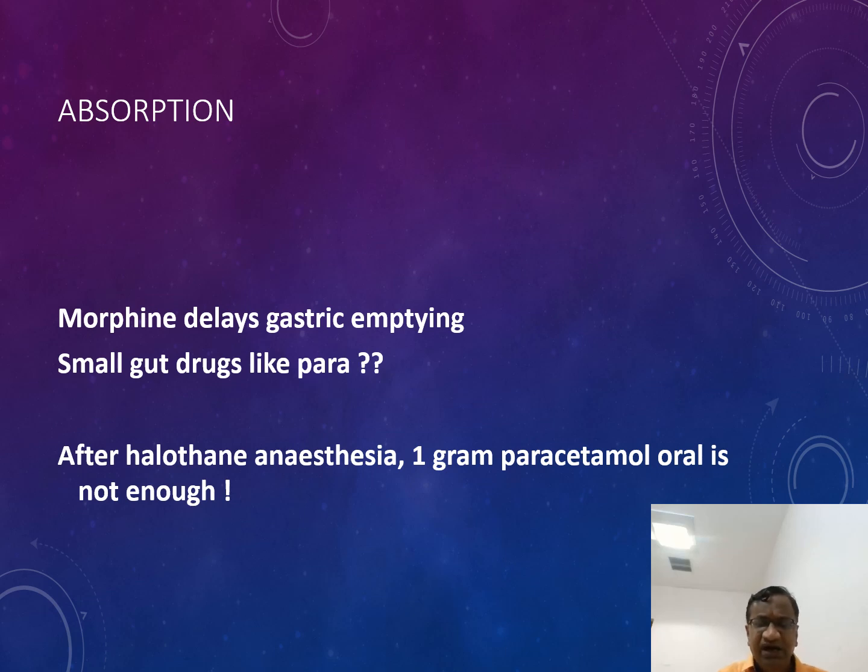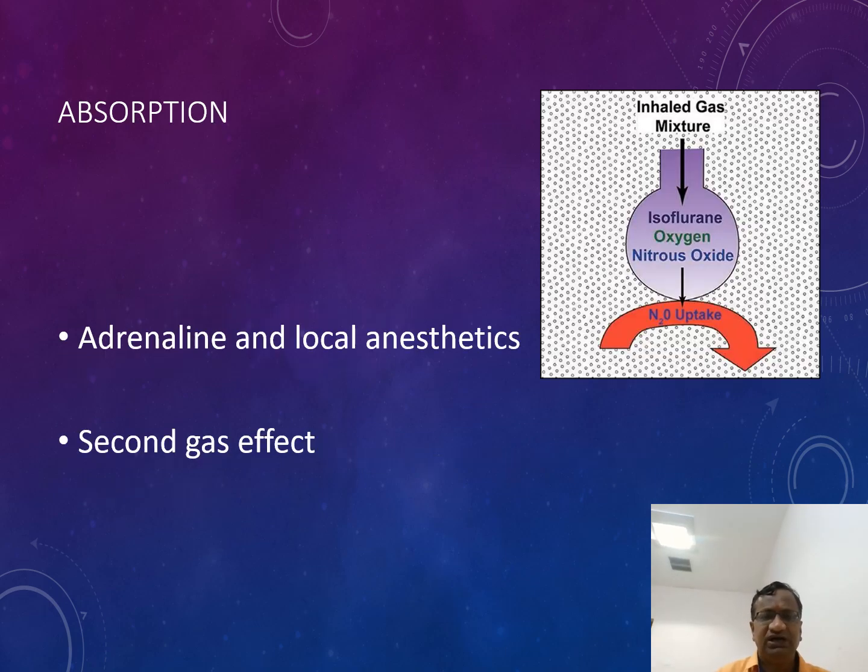If you give morphine and the blood level is there when the patient wakes up, and you give paracetamol, the action of paracetamol remains. The paracetamol is not that effective. If you give anesthesia, paracetamol oral is not safe. I have already told you second gas effect is absorption. Adrenaline and local anesthetics is also absorption. If you give adrenaline with local anesthetics, the local anesthetic absorption is delayed. This is the absorption level pharmacokinetic interaction of lignocaine and adrenaline.